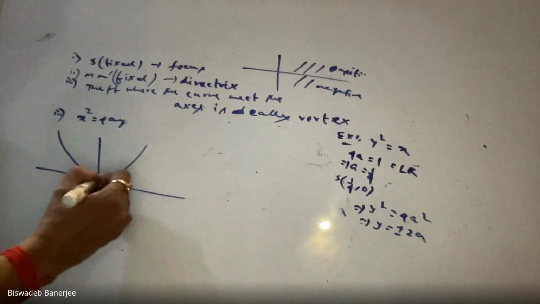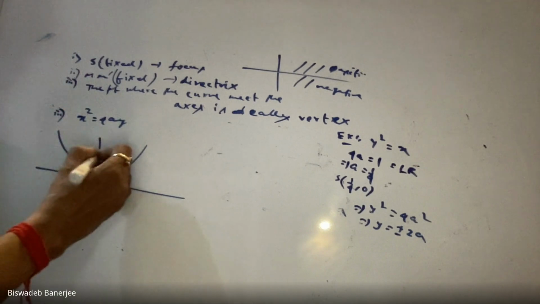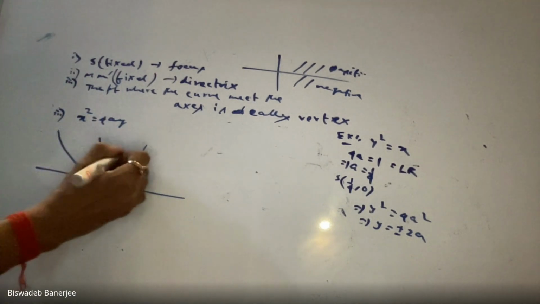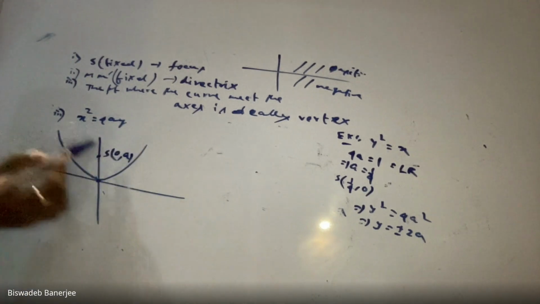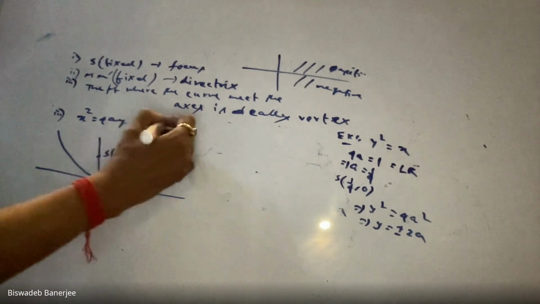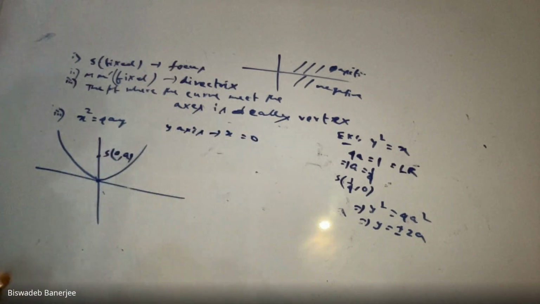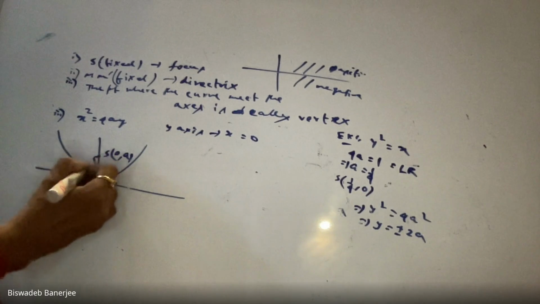Here the focus is what? There is my vertex. This point S is said to be my focus. And the focus is (0, a), because on the y-axis, the value of x is always 0. So here my value of x is 0 and my value of y is a. So the concept is again the same.